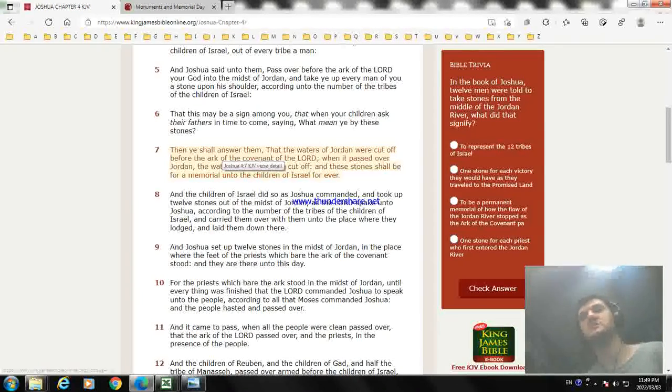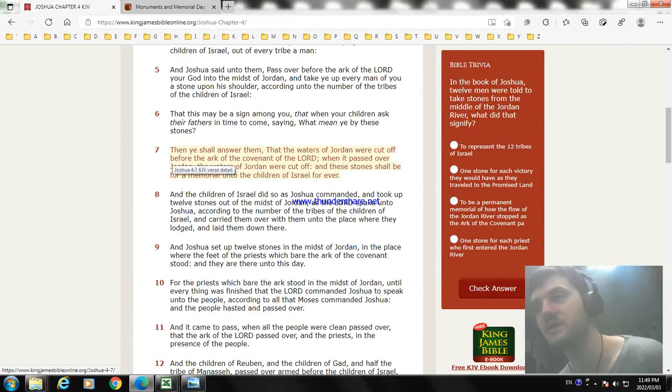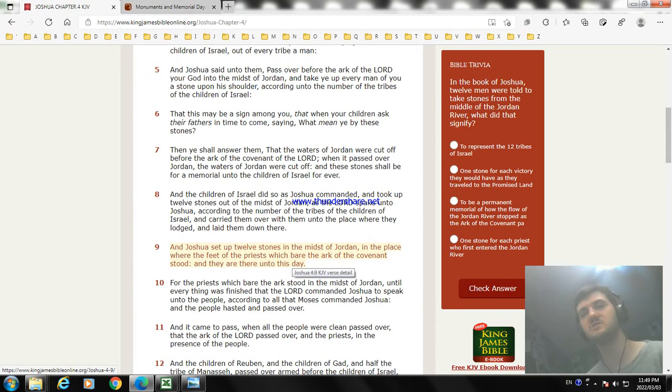And he shall be answered them, that the waters of Jordan were cut off before the ark of the covenant of the Lord. And he passed over by the Jordan, the waters of Jordan were cut off, and so shall be the memorial of the children of Israel forever. And the children of Israel did so that Joshua commanded, and took up the 12 stones midst of Jordan, as the Lord spake unto Joshua, according to the number of the tribes of the children of Israel, and came over unto the place where they lodged, and laid them down there. And Joshua set up the 12 stones in the midst of Jordan in the place where the feet and priests, which bear the ark of the covenant, and stood they are there unto this day.